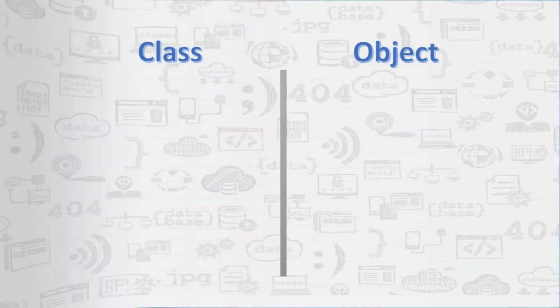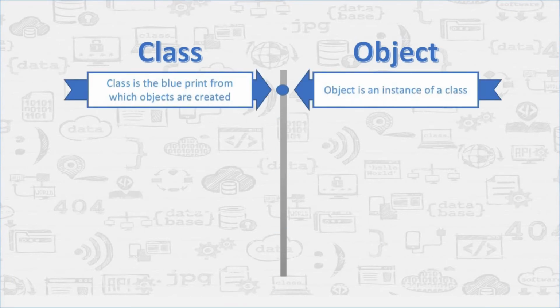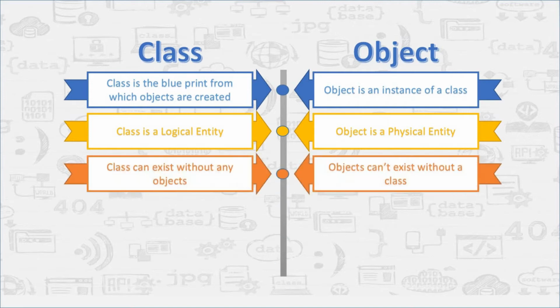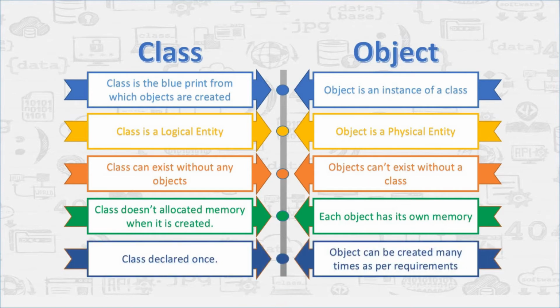Now, let's see some of the differences between class and object. First, class is the blueprint from which objects are created, whereas object is an instance of a class. Second, class is a logical entity, whereas object is a physical entity. Third, class can exist without object, but object can't exist without a class. Fourth, class doesn't allocate memory when it is created, but each object has its own memory. Fifth one, class is declared once, objects can be created many times as per the requirements.